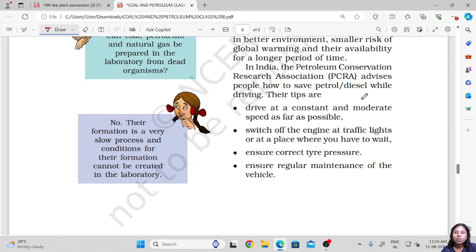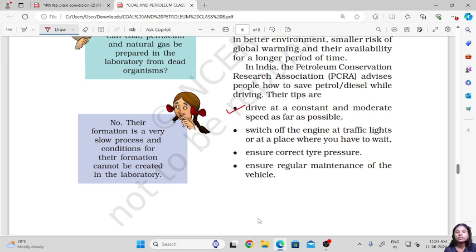Drive at a constant and moderate speed as far as possible. Switch off the engine at traffic lights or at a place where you have to wait. Ensure correct tire pressure. Ensure regular maintenance of the vehicle. So these things we need to remember.